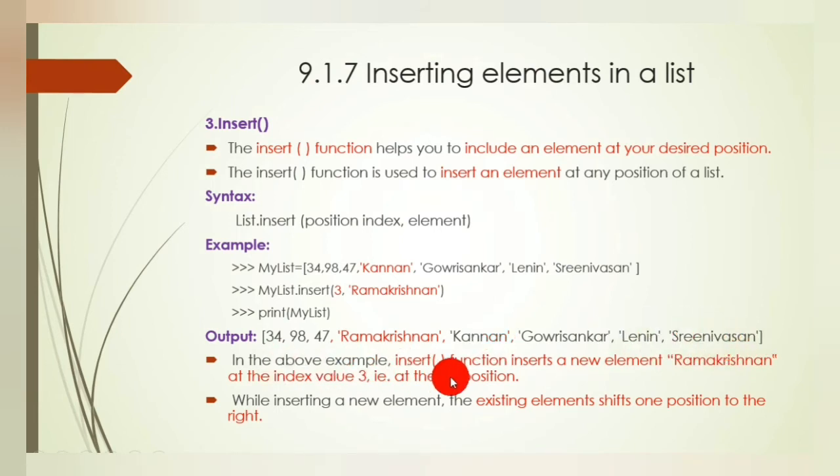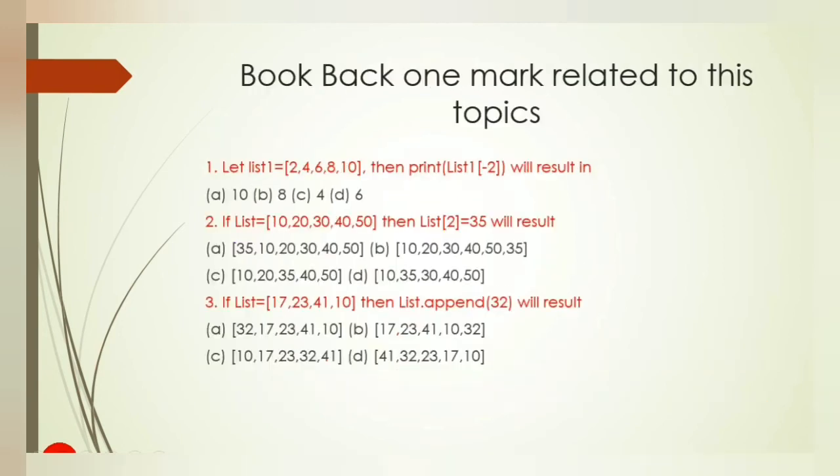So in the above example, the insert function inserts a new element Ramakrishnan at the index value 3, that is at the fourth position. While inserting a new element, the existing elements shift one position to the right. So how many positions are shifted? Only one position to the right. So this is the way you can insert an element in a list. Is it clear? So three functions are used for adding elements to the list.